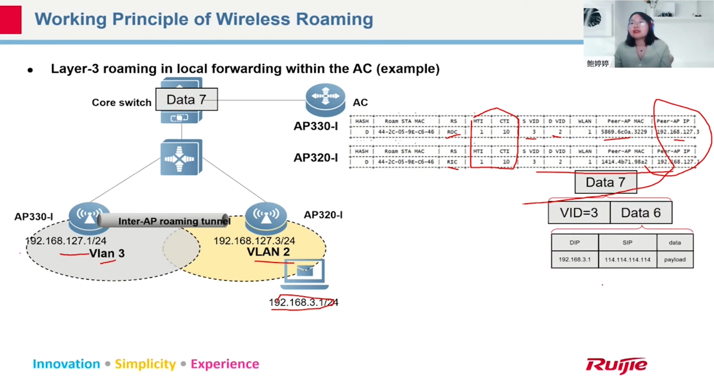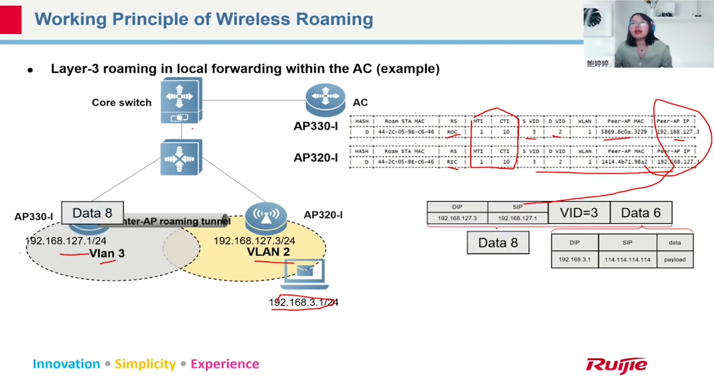And when the message replies and carries the destination 192.168.3.1, the source IP is 114, and this message will carry the VLAN 3, right? Because at the beginning I received the message, this message carries the VLAN 3. And according to the VLAN 3, the message, date 7, will be sent out to AP330. And then the AP330 also will find this terminal is now located on the AP320. So I will add the source and the destination.